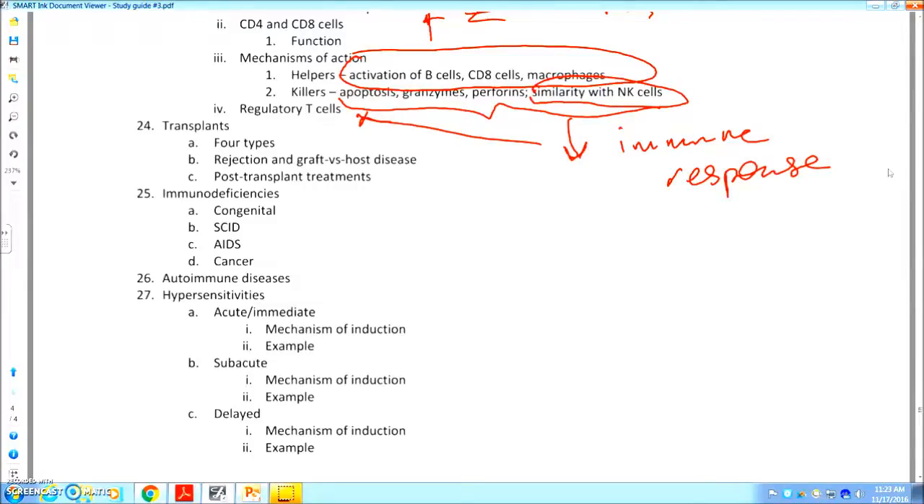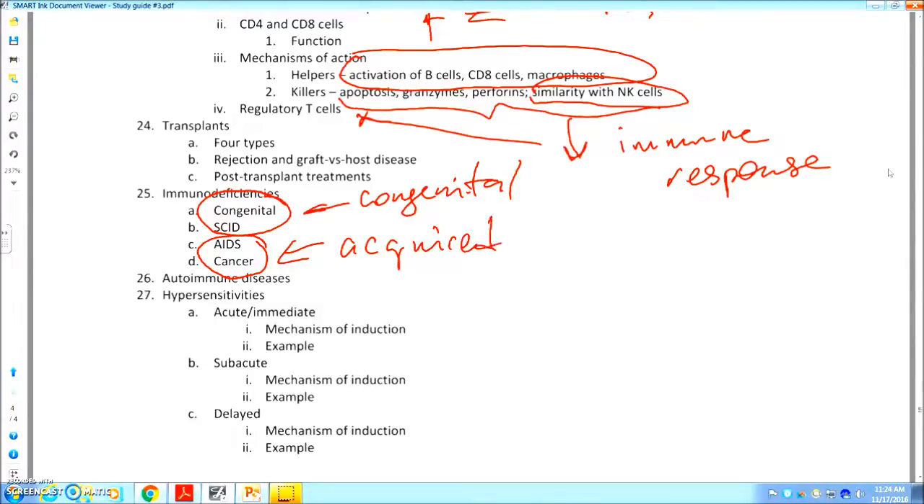Post-transplant treatment: know that it's immunosuppression. Pretty much it. Immunodeficiencies: understand the difference between congenital and acquired. Congenital you're born with. Acquired, cancer is an acquired immunodeficiency. Usually you're not born with cancer.